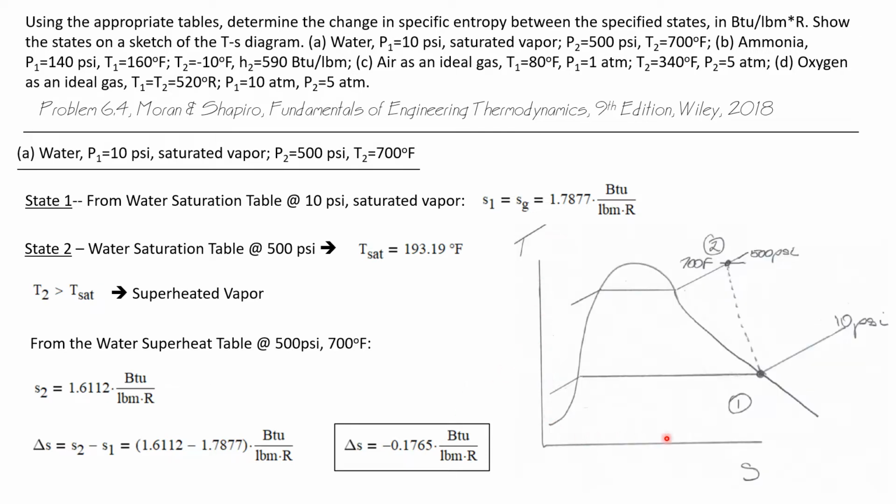And if we plot this on a TS diagram, this is what we will see. State 1 is a saturated vapor at 10 psi. State 2 is a superheated vapor at 500 psi and 700 degrees Fahrenheit. And notice that with this negative sign, the value of entropy at state 2 is less than it is at state 1. And that shows up on this diagram. This way we can see that the entropy at state 2 is a smaller value than it is at state 1.